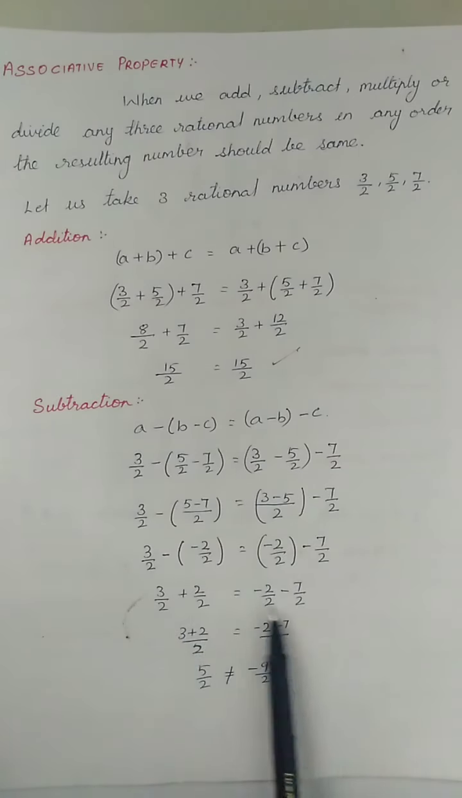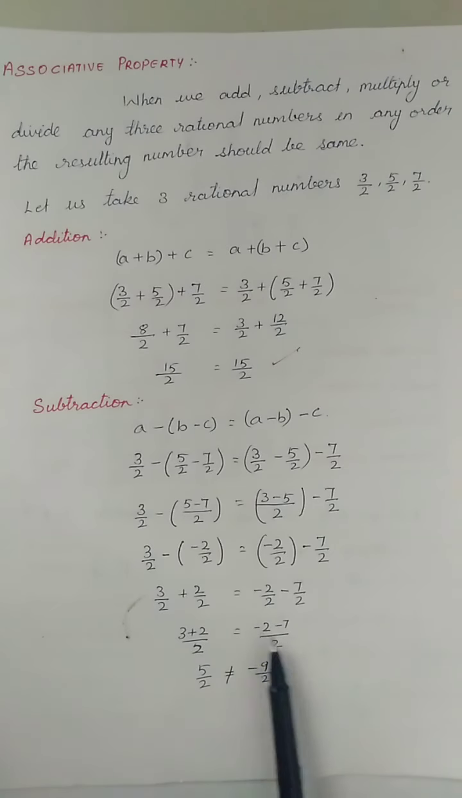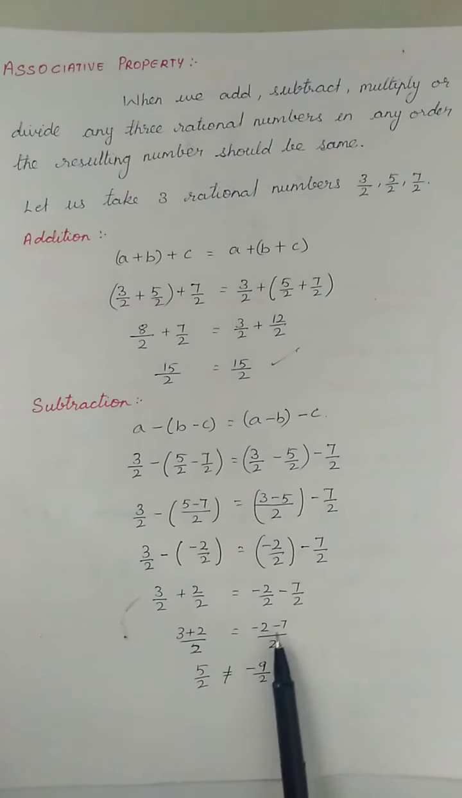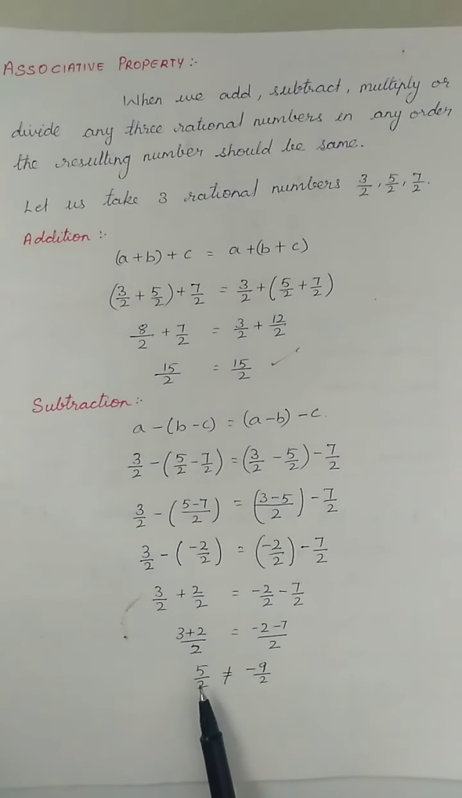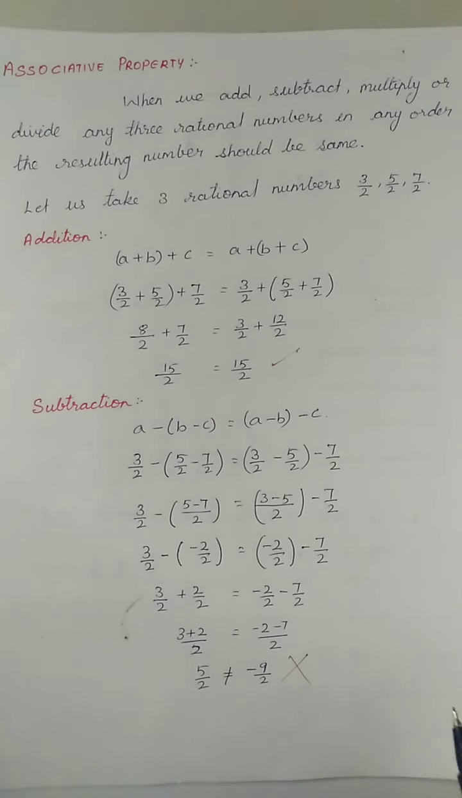Since the denominators are the same on both sides, write the same denominator. Here add the numerators, you will get 5 by 2. Here, since both the numbers have the same sign, add the numbers and write the same sign. So minus 2 minus 7 will give you minus 9 by 2. Here 5 by 2 does not equal minus 9 by 2. So associative property under subtraction is not true for rational numbers.